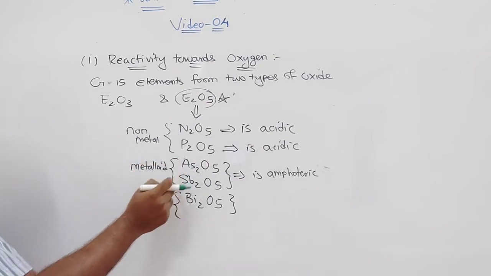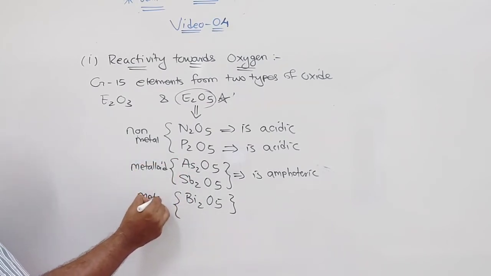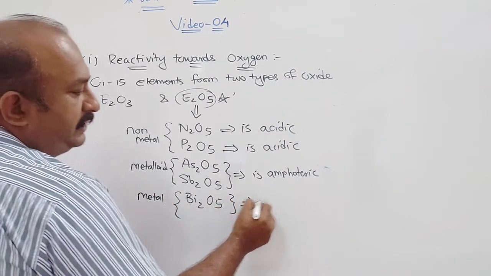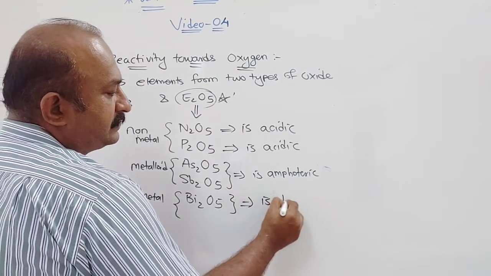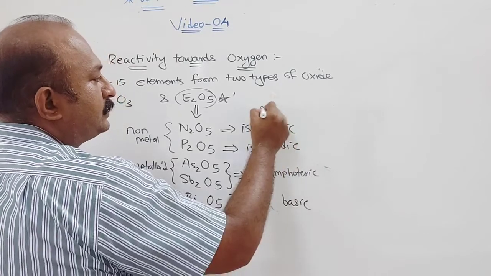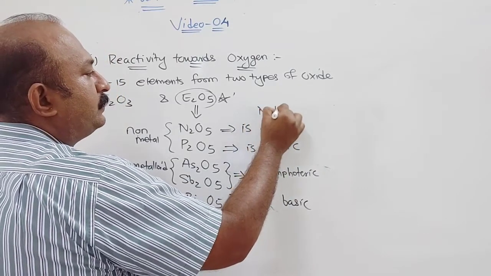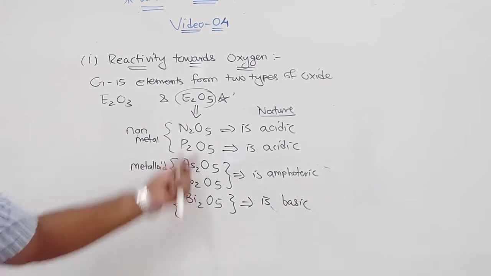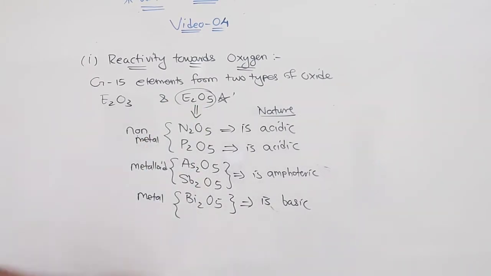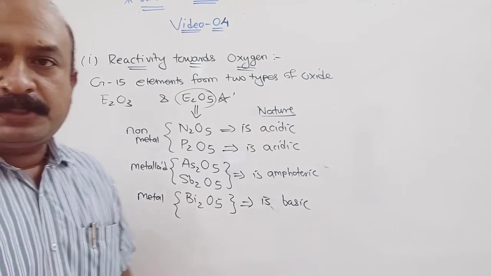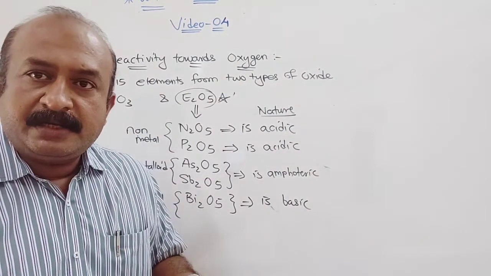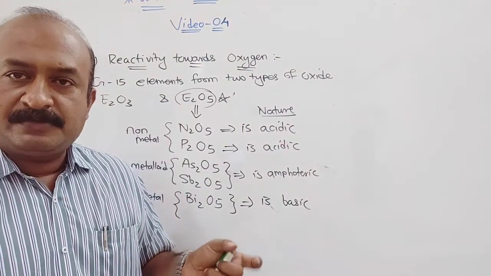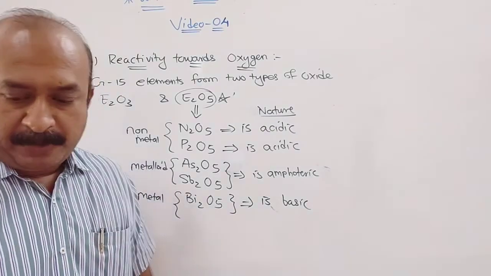Clear? This one, arsenic and Sb. Bismuth is a metal. So metal oxide, we know, is basic in nature. Basic. Understood? I think you understood this part, and you can write it down. This can be asked in MCQ: which oxides are acidic, which are basic, and which are amphoteric. Understood this part? But this is particular to E2O5. I gave an example of E2O3, that the higher oxidation state of that element of group 15 is more acidic in nature. Okay.